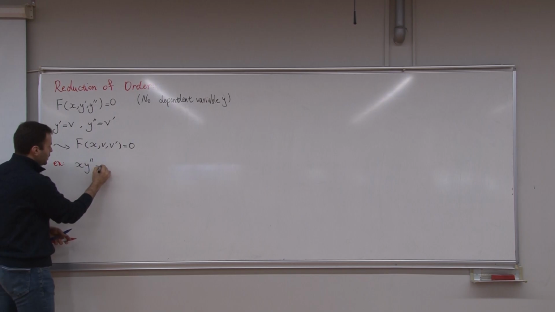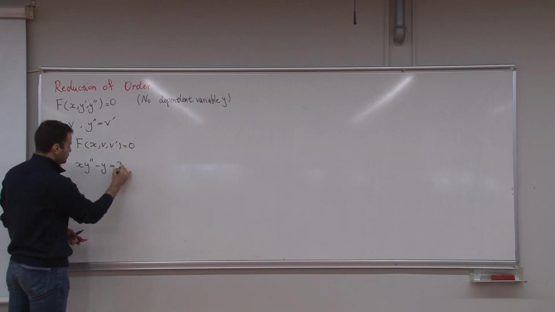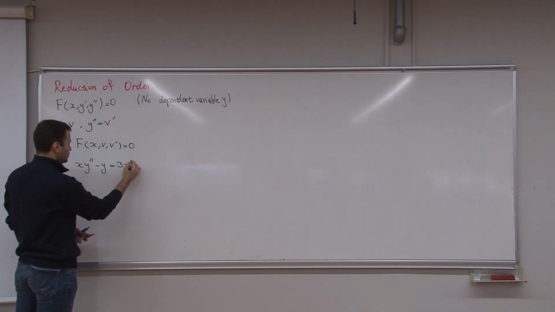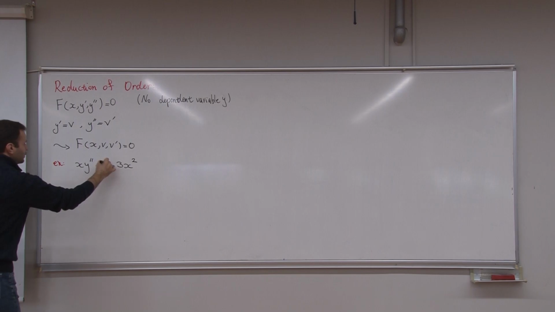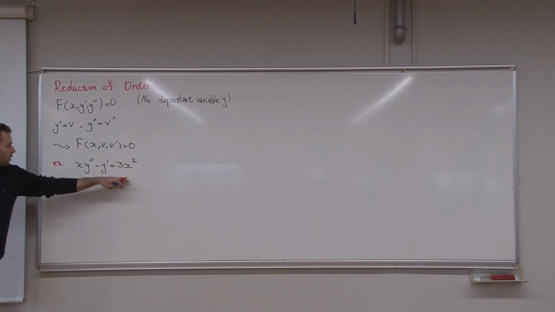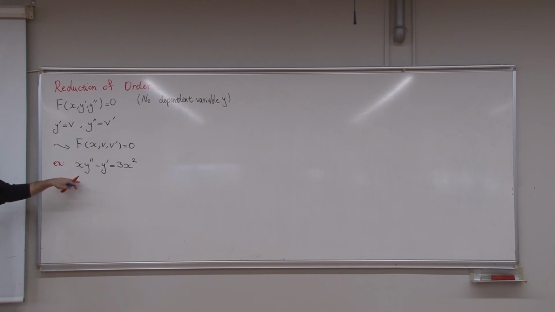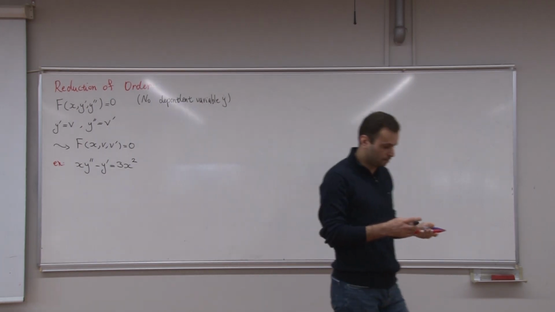Okay, for instance, x y double prime minus y equal to something. I need to have this y prime as well, okay? You are given this kind of a differential equation. How do you solve it? Let's discuss it.